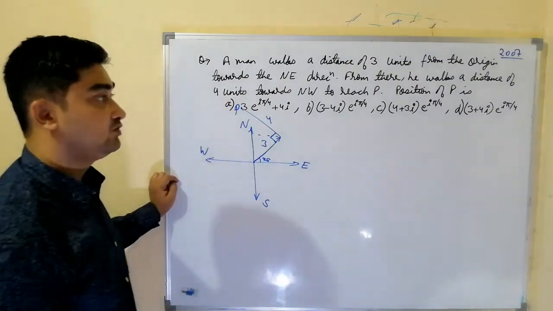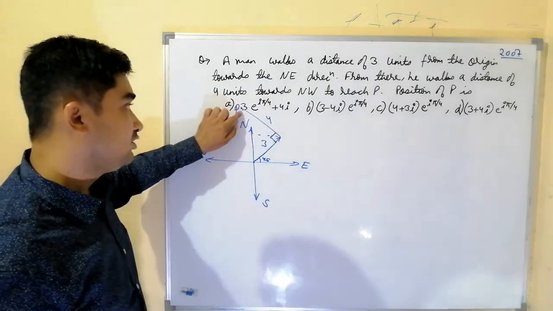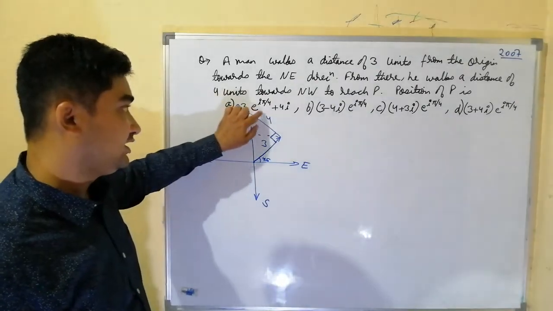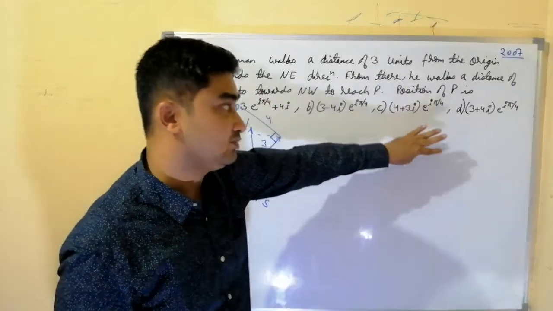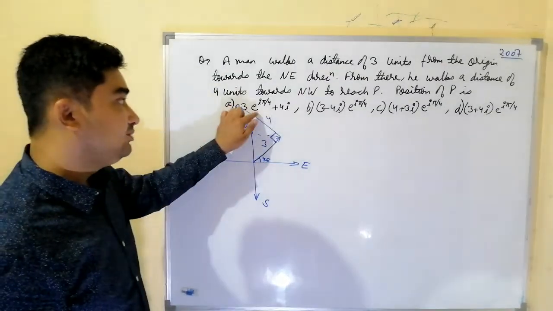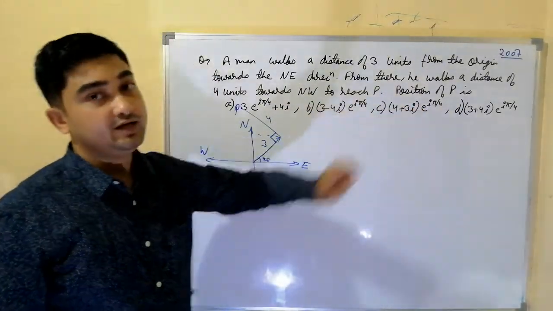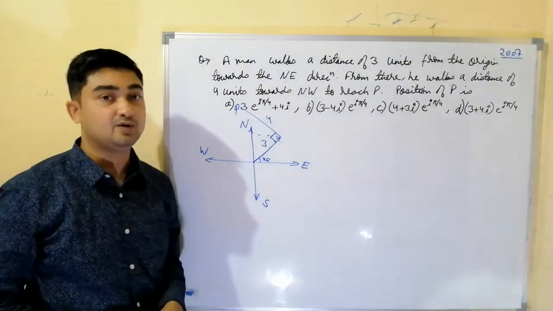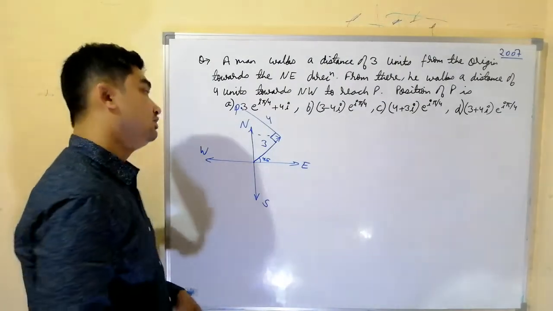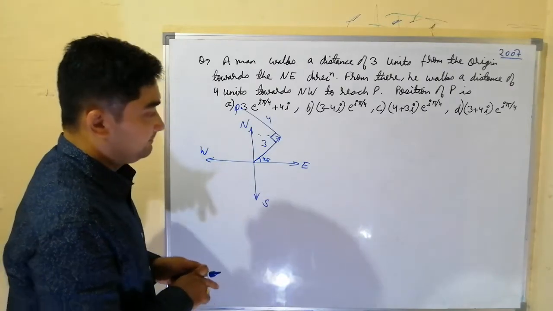They are asking for the position of P. P is a point represented by which of the following complex numbers. Four options are given. In every option, e power iota pi by 4 is given. That means we have to write the answer in e power iota pi by 4. So we'll start doing this.